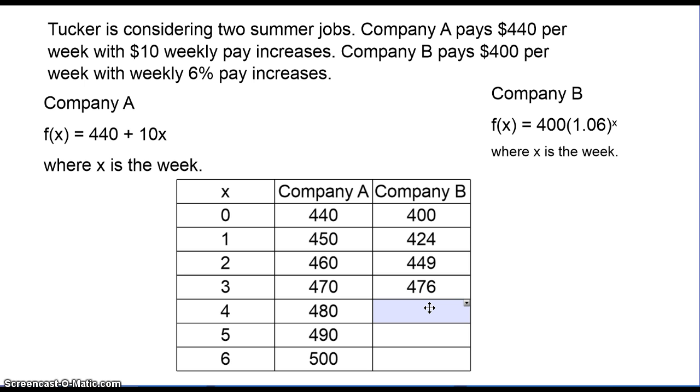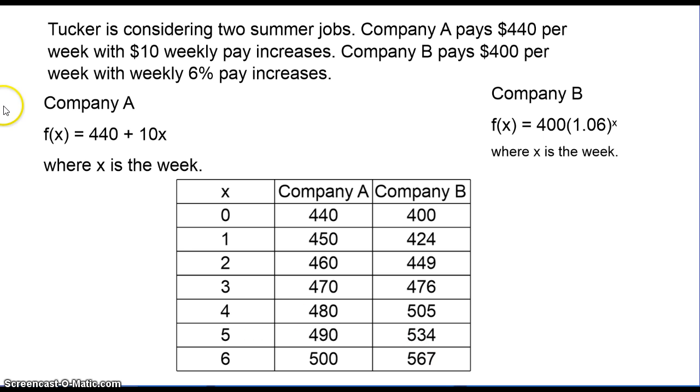At week 4, we make $505 approximately. At week 5, we make $534 approximately. And at week 6, we make about $567 approximately. So in our table, we can see that at week 3, we have a sort of turning point where Company B, our exponential function, is suddenly getting much, much higher. The difference between the two pays is getting much larger.